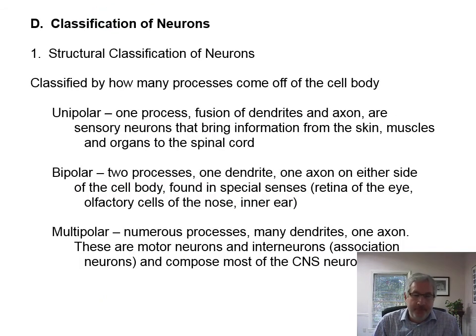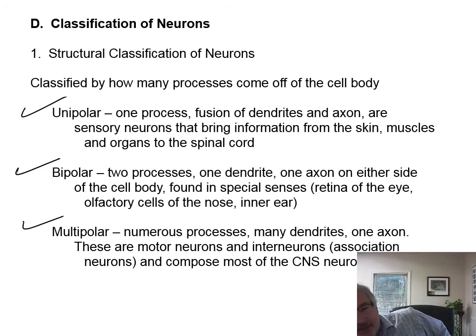Next slide. So classification of neurons. You have structural classification and we have functional classification. We'll start with the structural classification. How many processes come off the cell body? Well, you have unipolar, bipolar, and multipolar. Multipolar means you have multiple processes, lots of dendrites, one axon. These are your motor neurons and your interneurons, which are also referred to as association neurons. Most of your central nervous system neurons are multipolar. They're either motor neurons or interneurons.